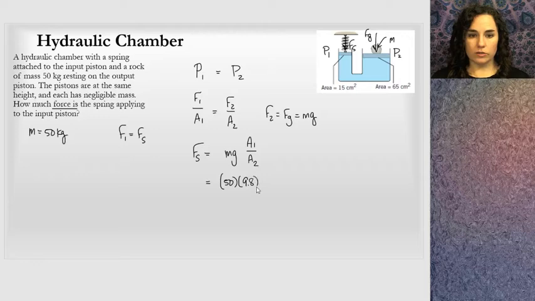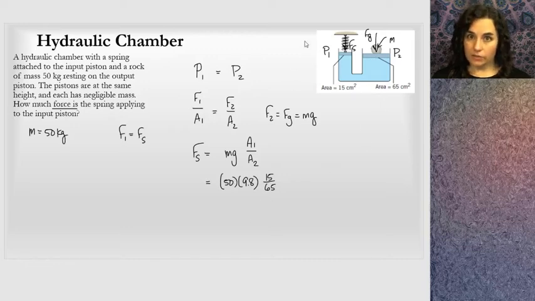So let's put in the numbers of what we know. 50, times gravity, 9.8. A1 is 15. And A2 is 65. And what I'm going to note is that the force being applied by the spring is less than the force being applied by gravity, right? It's a factor of less than 1 multiplied by that force. So it's going to be less than the weight of the mass.